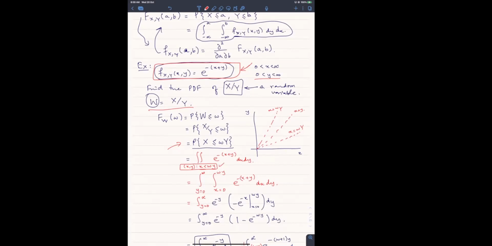Yes. So this can be written as e to the minus x into e to the minus y. In this particular case, x and y will be independent.